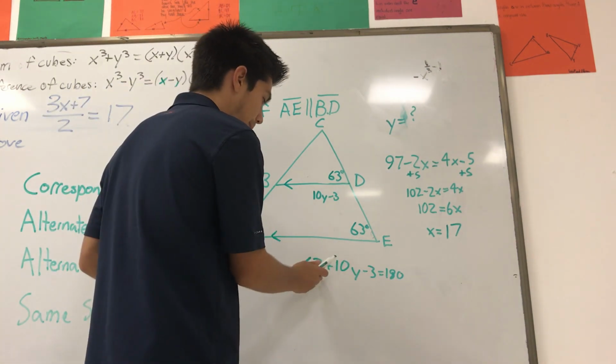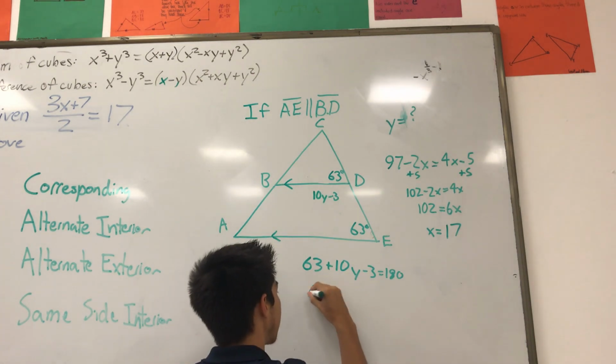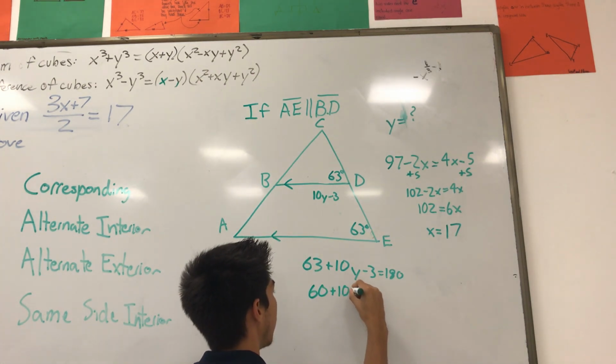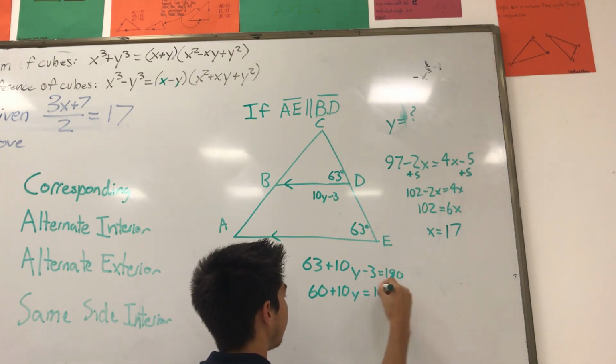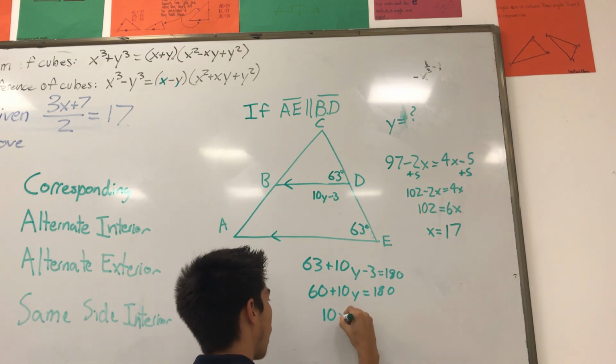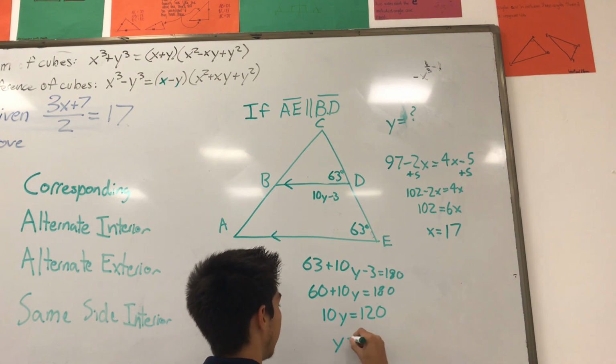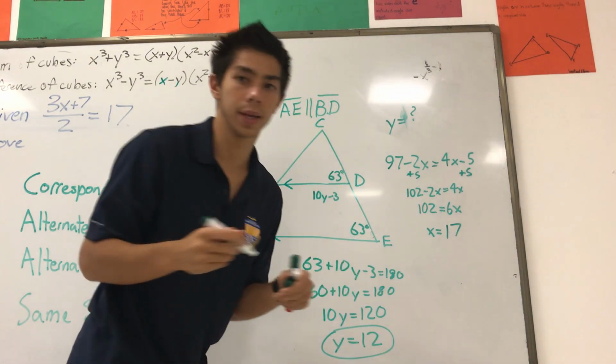So we'll simplify here. 63 minus 3 gives me 60, so 60 plus 10y equals 180. I'm going to subtract 60 from both sides. That gives me 10y equals 120. Then if I divide by 10, 120 divided by 10 gives me 12. So my final answer is y equals 12.